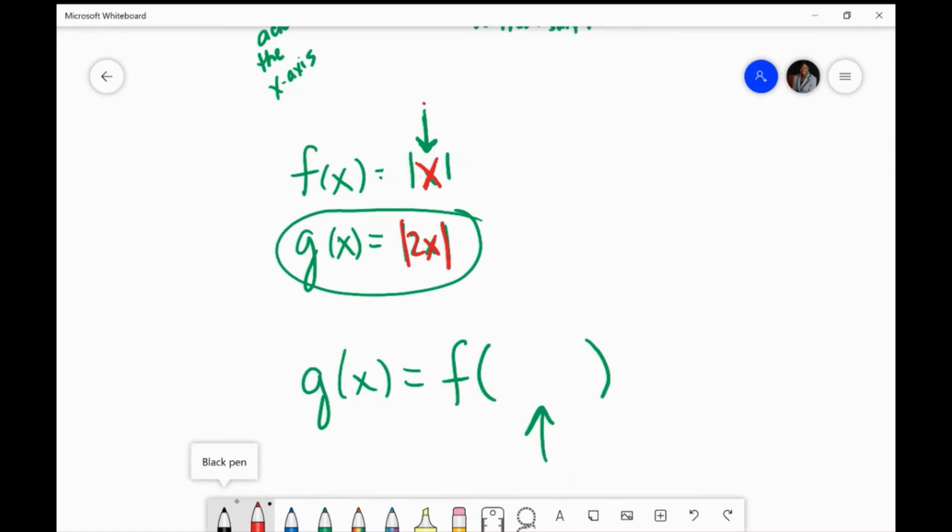X would have to equal what so that it looks just like this? Is it 2? 2. All right, so if I plug in 2, I'm going to get this. Does it look exactly like it? You plug in 2x. Yes.